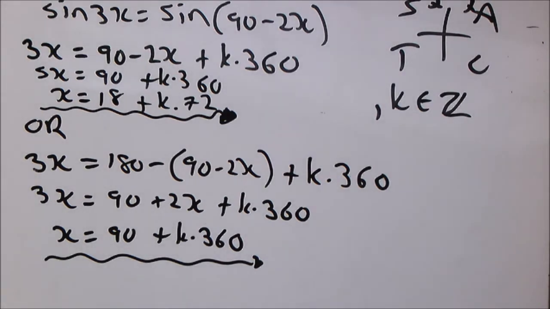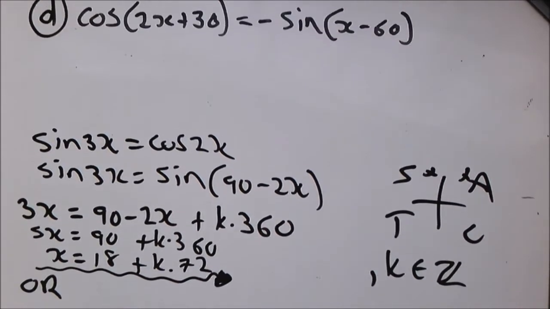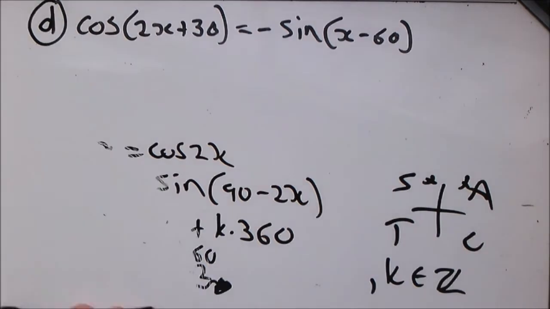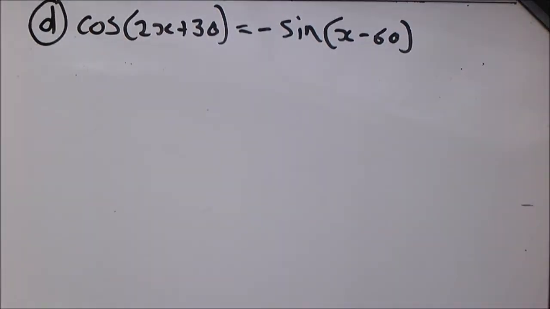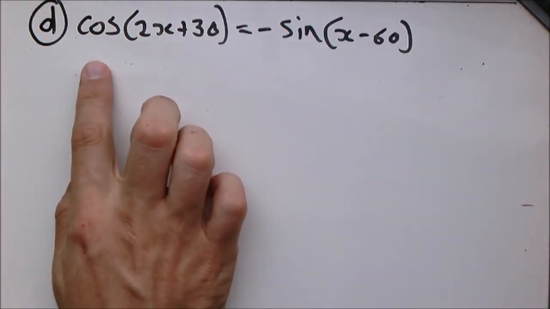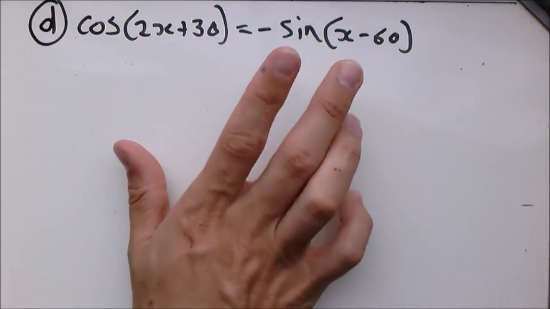So the next one we're working through is number D, and this is the most complex one from this exercise, I would say, because we're incorporating a few things. So first test, we asked ourselves, are the functions the same? No, they're different. Are the angles the same? No, they're also different. So we know we're going to use the reduction formula.